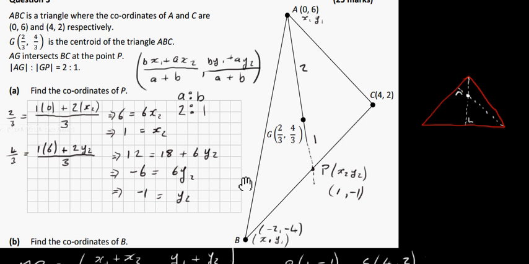Okay, so let's work our way down through that. So prove that C is the orthocenter. So we're going to first of all find the slope of the line segment BC.